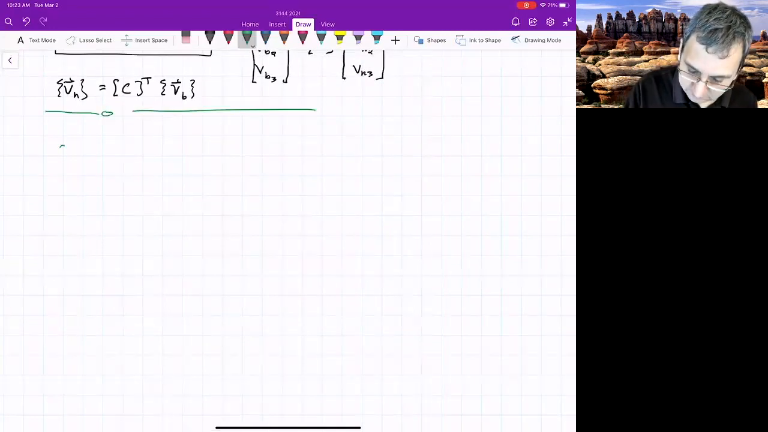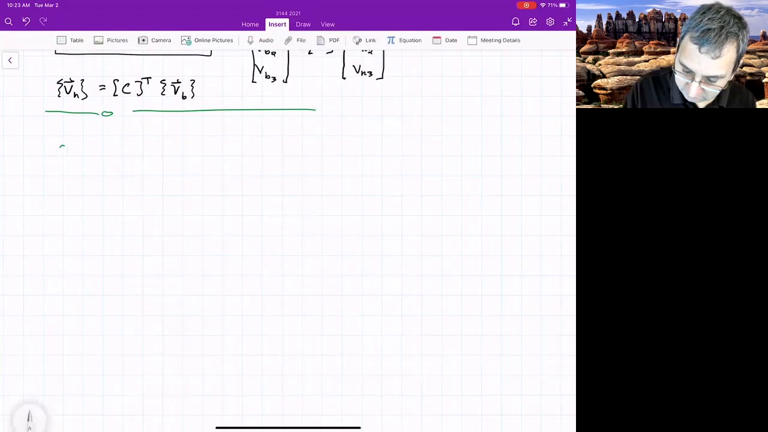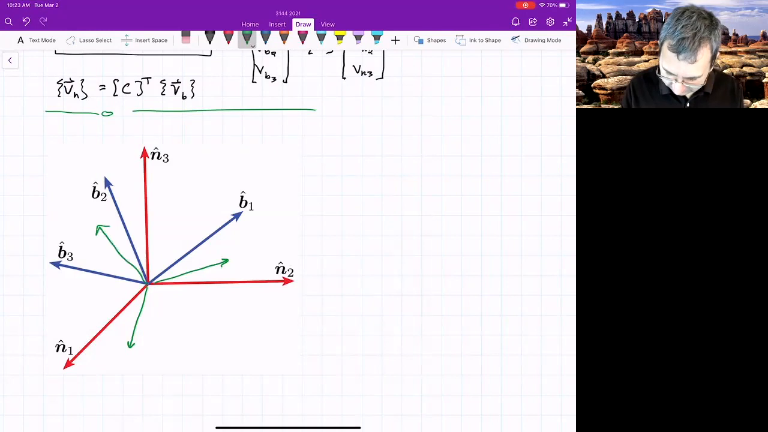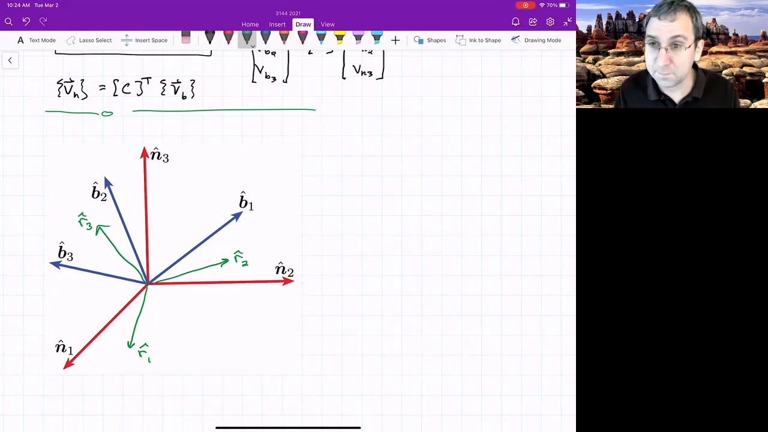Let me bring in that picture again, because I like it. Here is a green frame. Some kind of green frame. Okay, so I'll call this the R frame: R1, R2, R3.